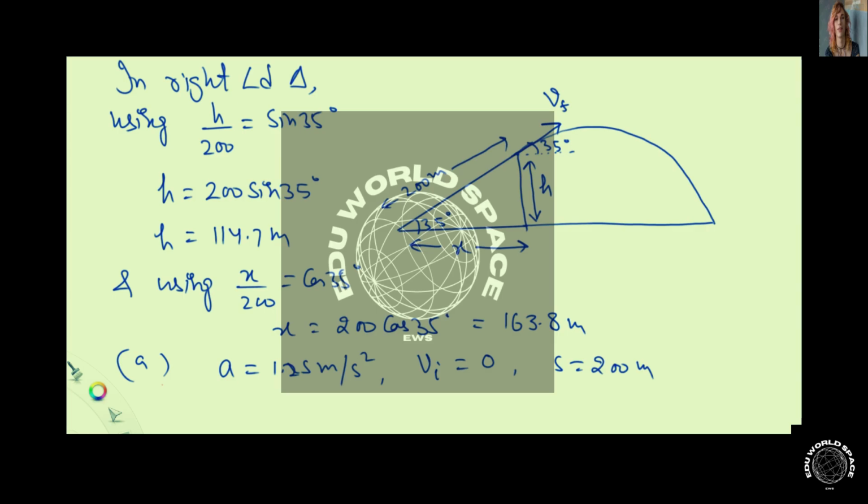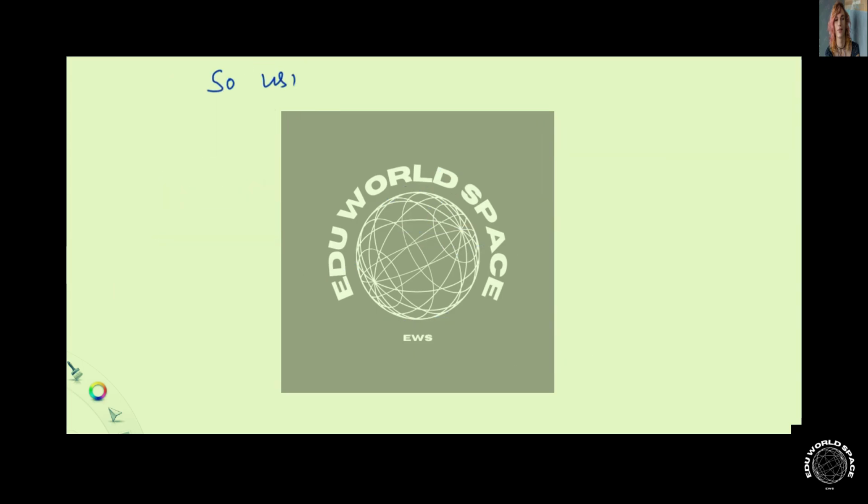So in order to find Vf, using third equation of motion, Vf square equals Vi square plus 2As, means this is 0 plus 2 multiplied by 1.25 multiplied by 200. So this Vf is calculated to be equal to 22.36 meter per second.